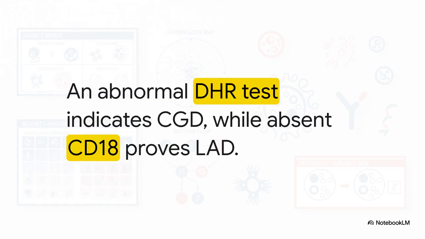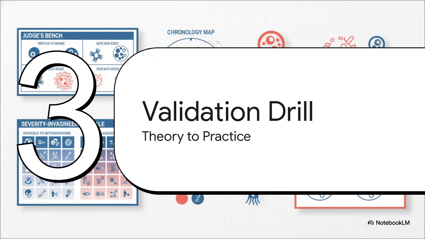In the end, flow cytometry provides the ultimate diagnostic verdict. An abnormal DHR test proves CGD, whereas an absent CD18 marker proves LAD. Memorize these specific markers. They are your signal in the noise. All right, we have covered a massive amount of high-yield data. Now, we're going to escalate the pace. It's time for the mandatory validation drill.